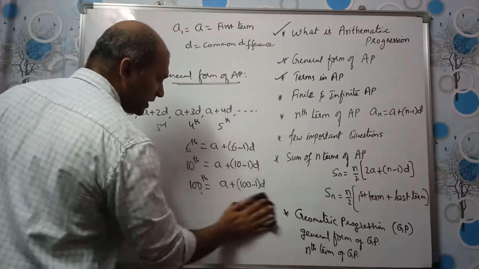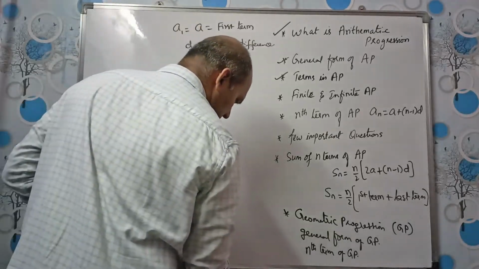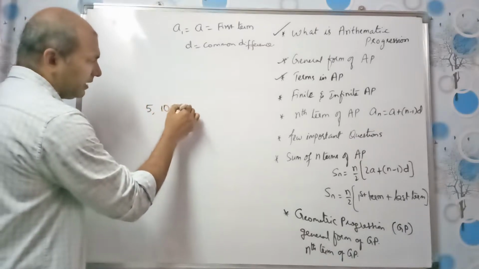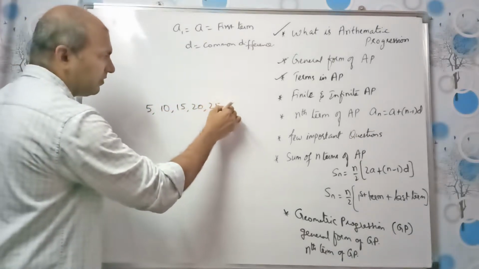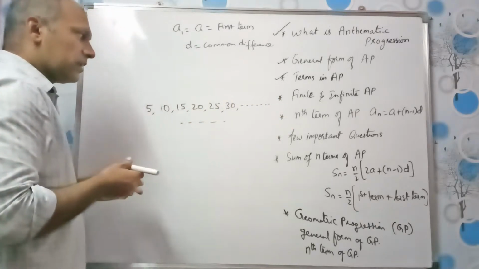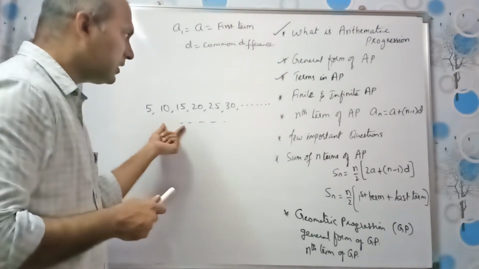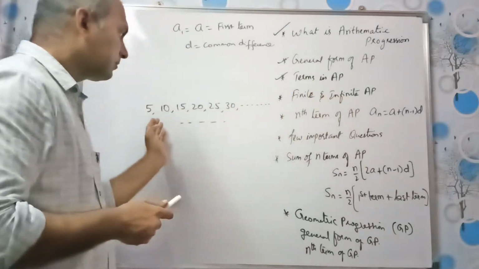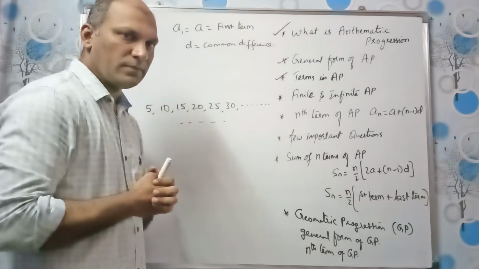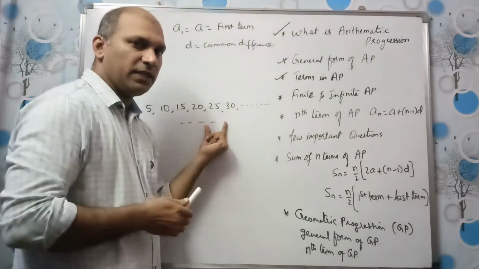Now let us learn what is finite and infinite AP. See, this is easy. If we have multiples of 5: 10, 15, 20, 25, 30, 35, 40 and so on. This is never ending. So such a series or list of numbers is called an infinite AP. This list is never ending. It will go till infinity. So such an AP is called an infinite AP.